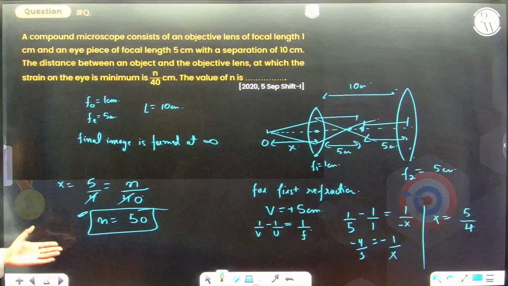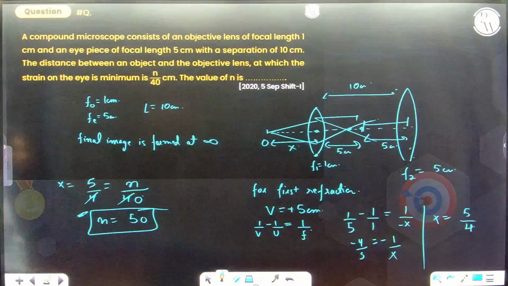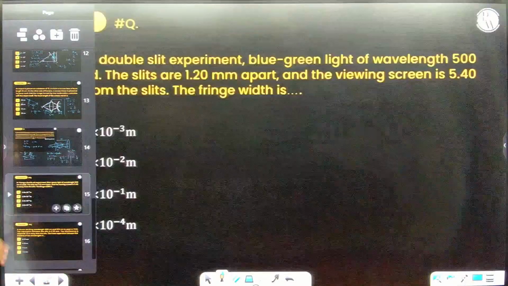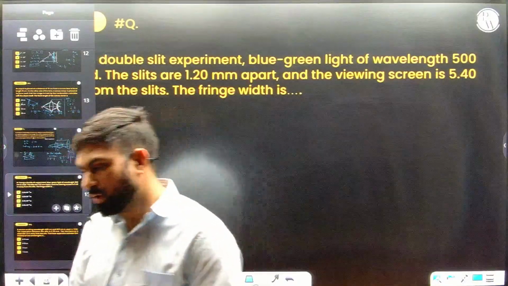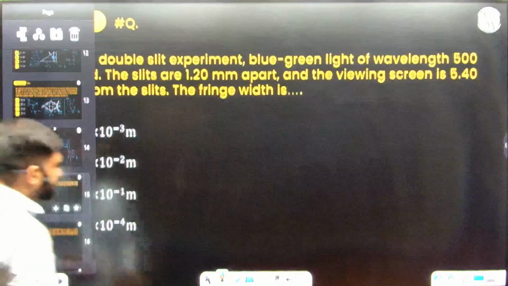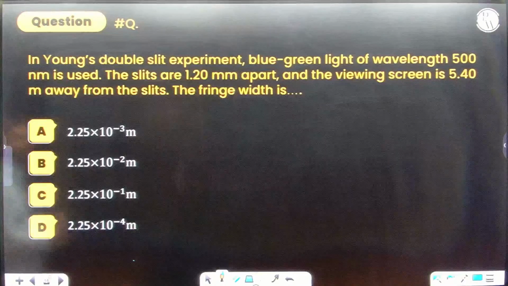So it was your JEE problem, and now you can easily understand that if you can solve this, you can easily solve other problems as well. Okay. Let's move on to one problem of wave optics, your Young's double slit experiment. We'll go through some basic concepts of YDSE.